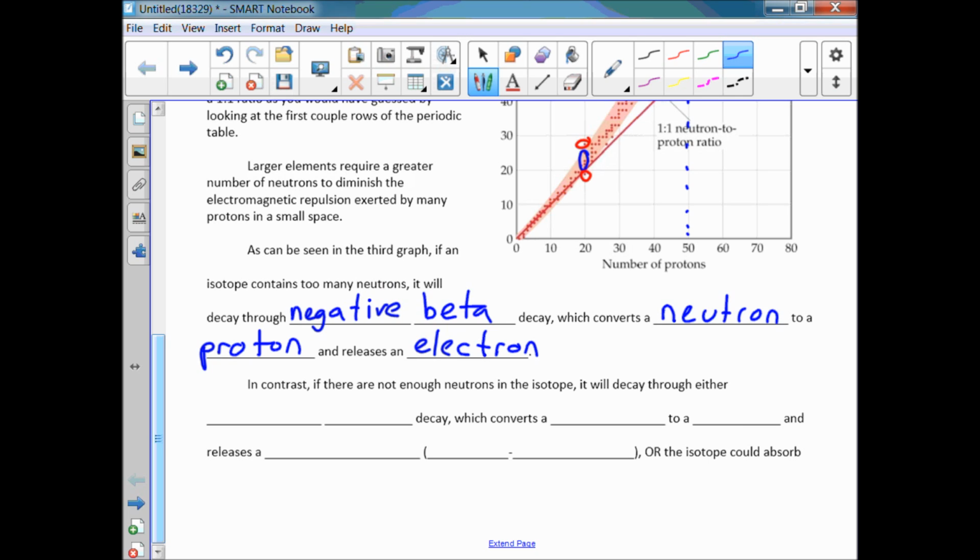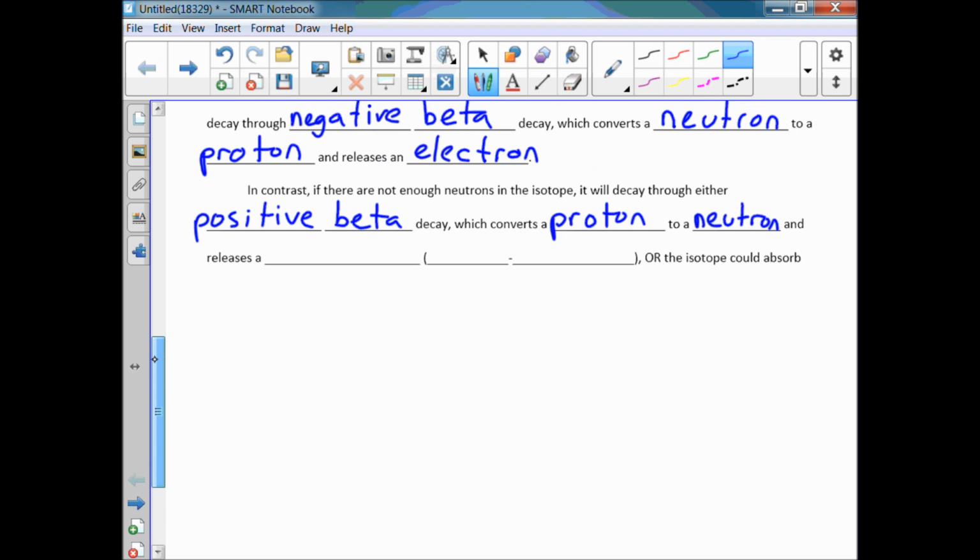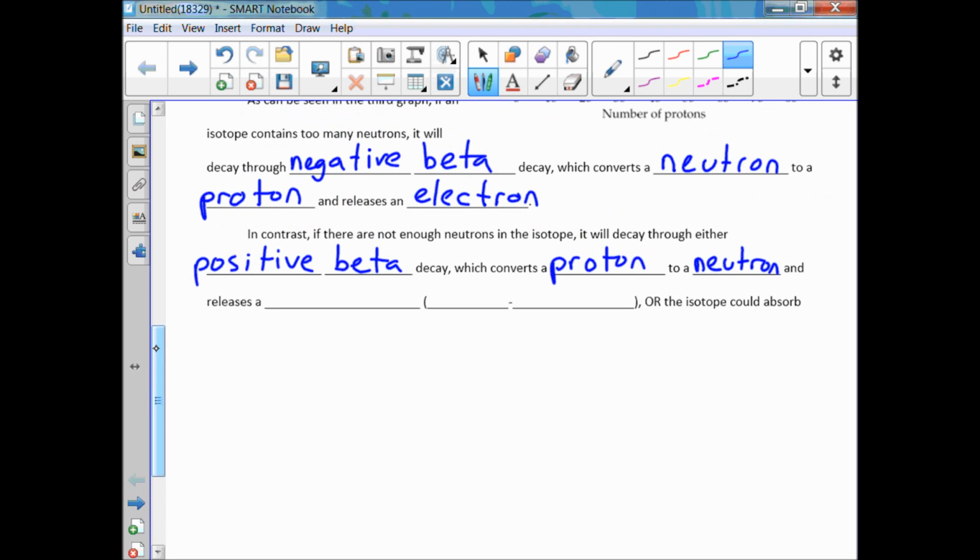Positive beta decay, which converts a proton to a neutron, and releases a positron.